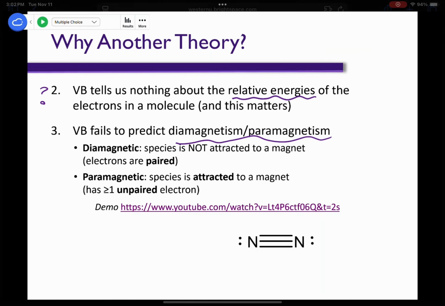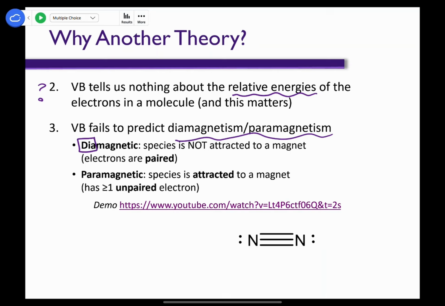Diamagnetism. Imagine a substance, a material, that's not attracted to a magnet. Why? Because all the electrons are paired, so there's no net attraction. That's in contrast to a paramagnetic species that is attracted to a magnet. Why? Because it has an unpaired electron in an orbital.